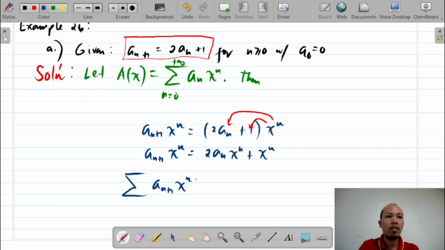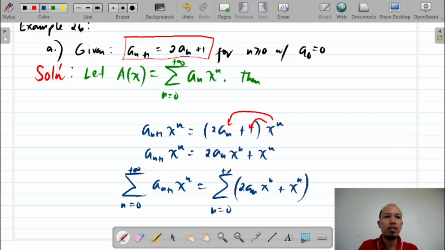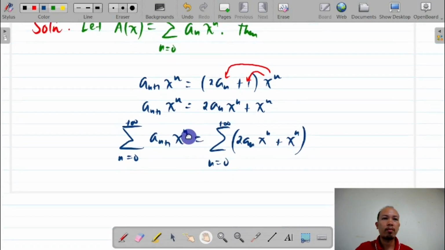Okay, and starts from 0 to positive infinity. Okay, 2a sub n x to the n plus x to the n starts from 0 to positive infinity.